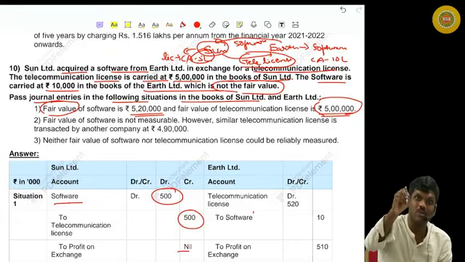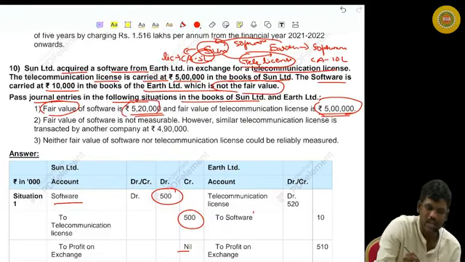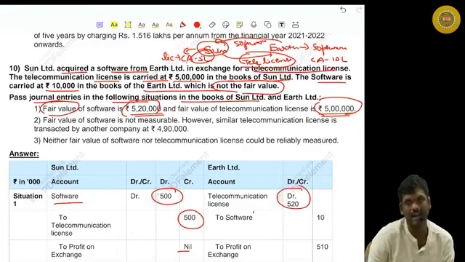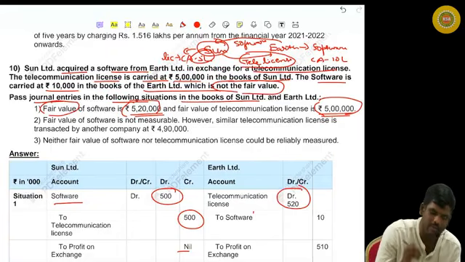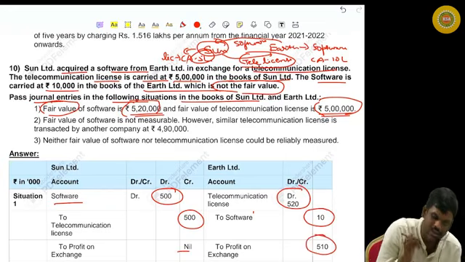So Earth will use the fair value of the software. What is the fair value of the software? 5,20,000. So telecommunication license account debit 5,20,000. They have given up software and the software book value is only 10,000. So the remaining 5,10,000 is a profit on exchange which will be taken to P&L.